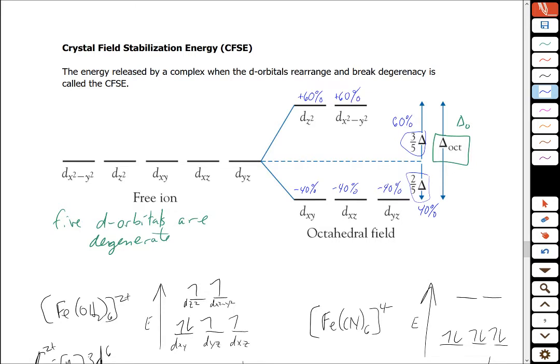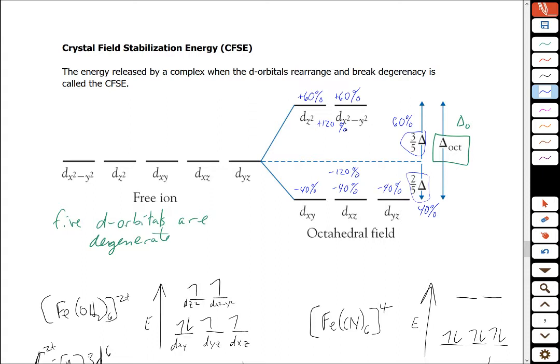you can see that the total here is negative 120%, and the total here is positive 120%. Those 2 energies cancel each other out. And so even though the d orbitals have split, overall, the total energy of the d orbitals is the same.